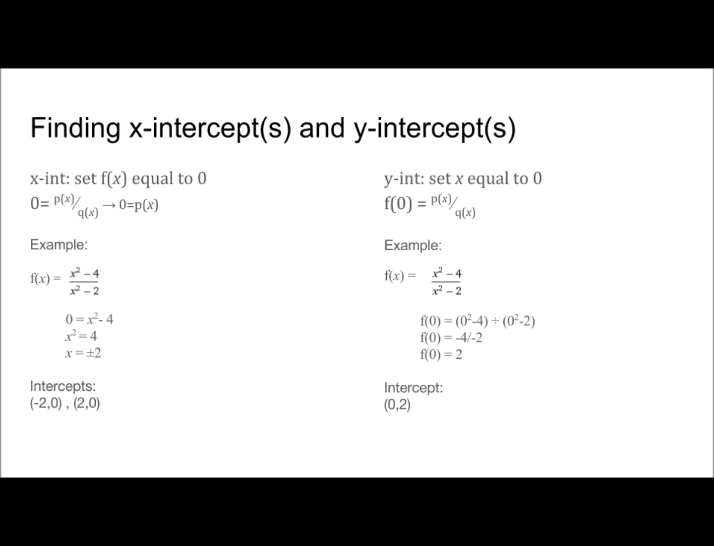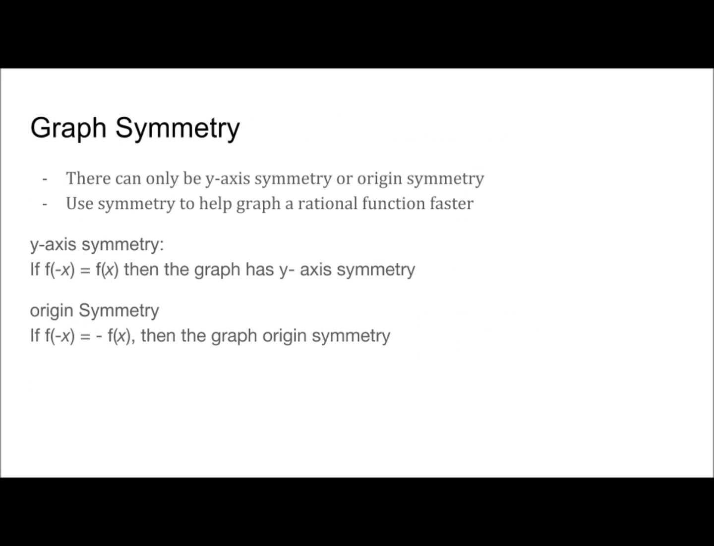For the y-intercept, you set x equal to 0. In the same equation, x squared minus 4 over x squared minus 2, you get f of 0 equals 0 squared minus 4 divided by 0 squared minus 2. Therefore, f of 0 equals negative 4 divided by negative 2, and f of 0 equals 2. So the intercept is (0, 2).